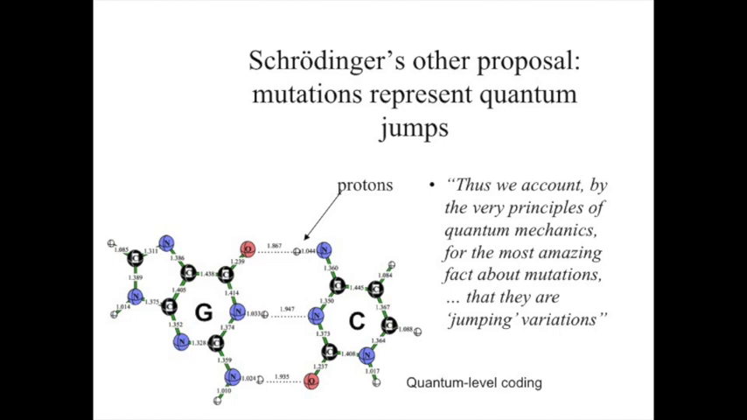Now, if we look at a base pair, what you should notice, of course, is that the base pair is held together by hydrogen bonds, and hydrogen bonds are essentially shared protons. So they're fundamentally quantum mechanical entities. That proton is shared between an oxygen and a nitrogen atom. That proton is shared between two nitrogen atoms. So they're fundamentally quantum mechanical in nature. This is our genetic code, really. Where these protons are determines our genetic code. It's quantum level coding.